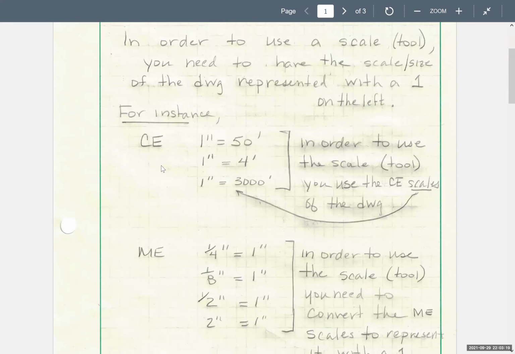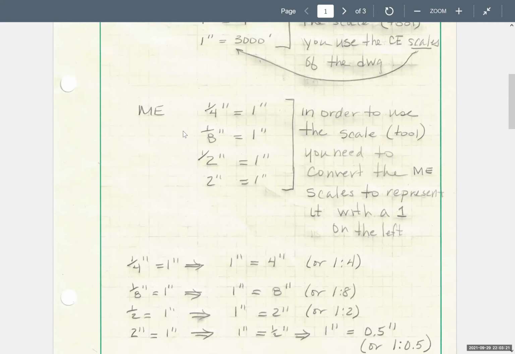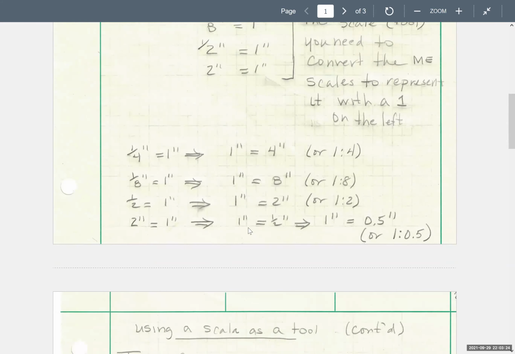No problem with the civil engineering scale, but in the mechanical engineering scale, I have to change it to a size. Even though 2 to 1 is a size, I have to have a 1 on here. So I have to change it to 1 inch is equal to 0.5 inches. Everybody see that? I have to have a 1 on the left side always, so I divide both sides by 2 and I get 1 is equal to 1/2. And I'm writing it with the decimal so I know.